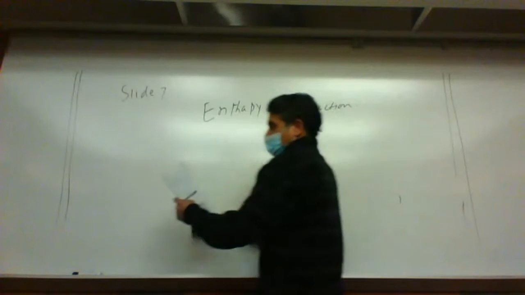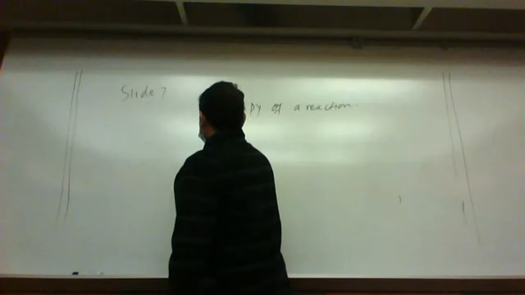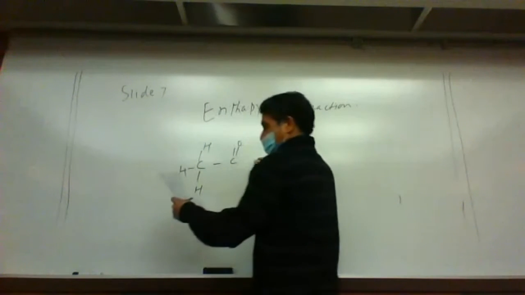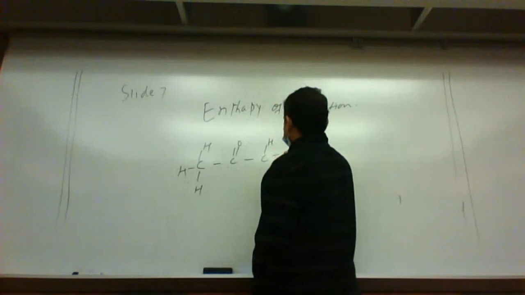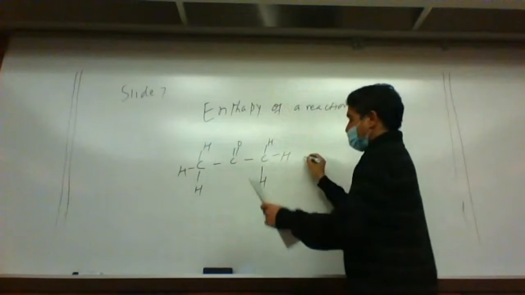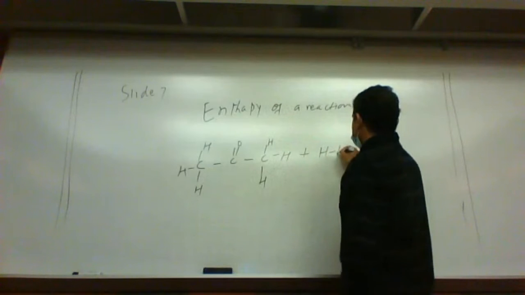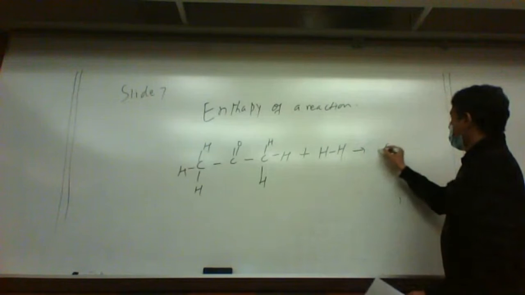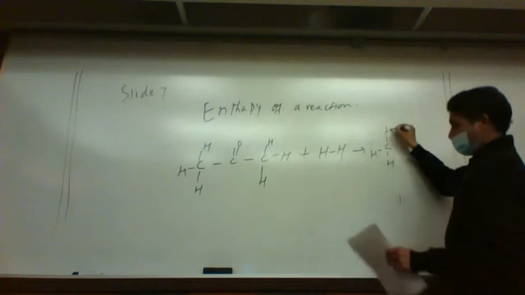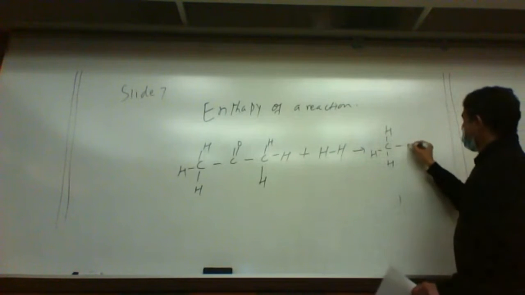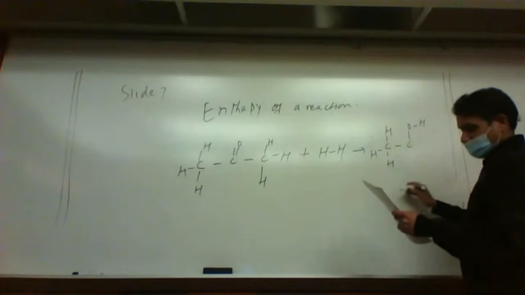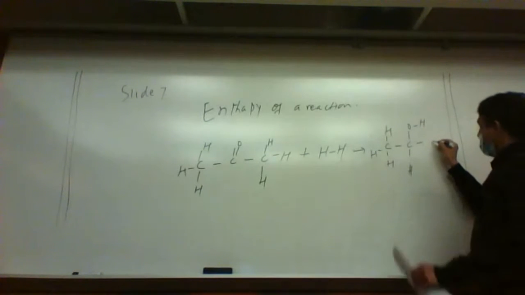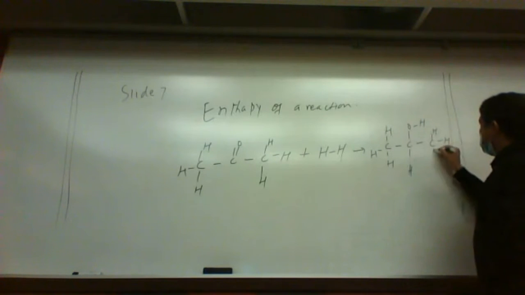Let's say here is a reaction. The reaction is like this: CH3, C double bond O, and C. So this is our reaction here, and we are reacting this molecule with hydrogen gas, H-H, and we are producing CH3, C, O, H, and H, with a single bond here, and C, H, H, H.